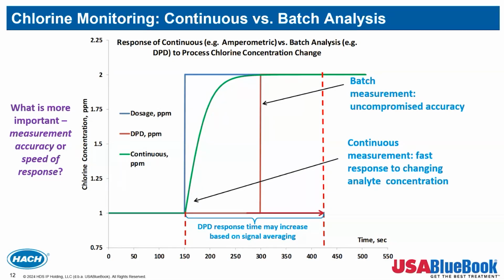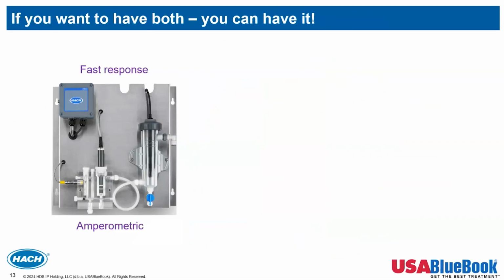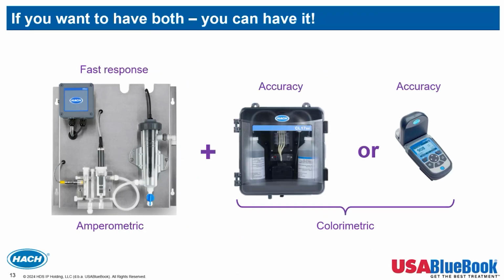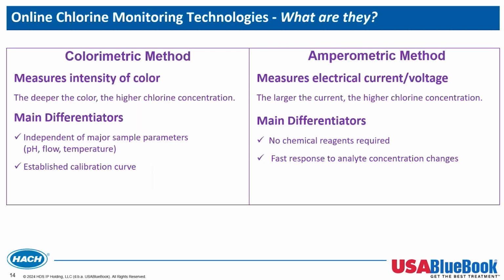So that question remains. What is more important? But the answer may be lying here. You can have both. You can have both fast response provided by amperometric technology and accuracy provided by the colorimetric technology. It's how you use these methods and technologies together. All right, moving on to the other differentiator, independence of major parameters of the water, of the sample. Why does it matter? And what is the difference here?